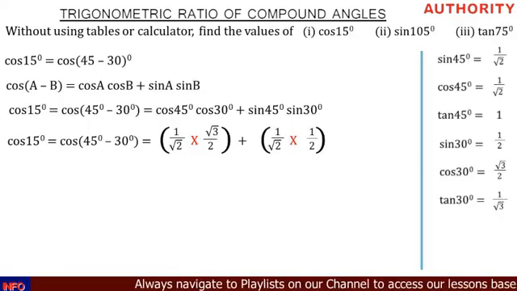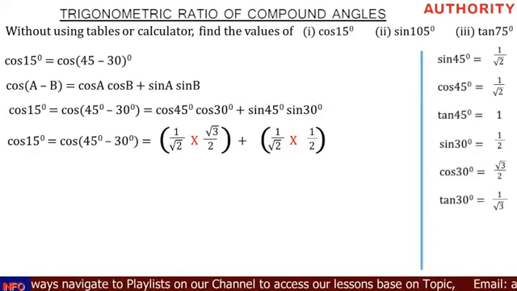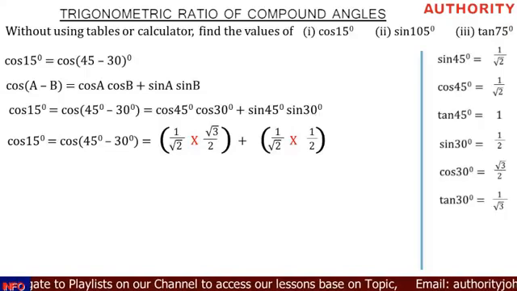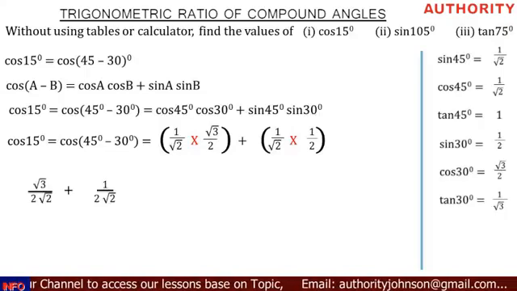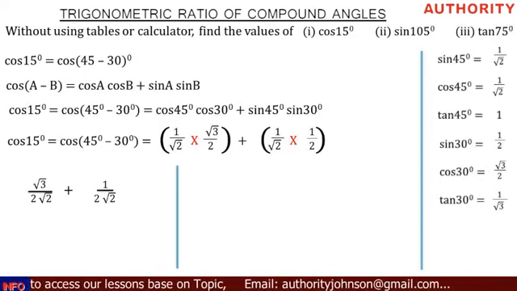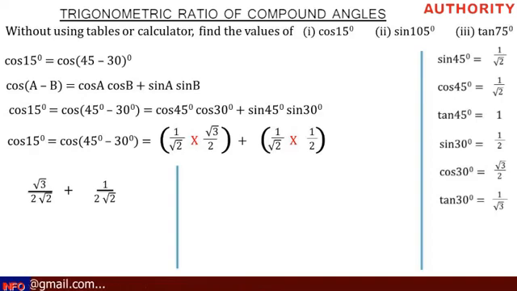So in the first side, we have 1 all over root 2 times root 3 all over 2. So let's multiply. 1 times root 3 is root 3. And then root 2 times 2 is going to give you 2 root 2. Then we have plus the other side. 1 times 1 is going to give us 1. And then root 2 times 2 is going to give you 2 root 2. Okay? Yes. Now we are having root 3 all over 2 root 2 plus 1 all over 2 root 2.